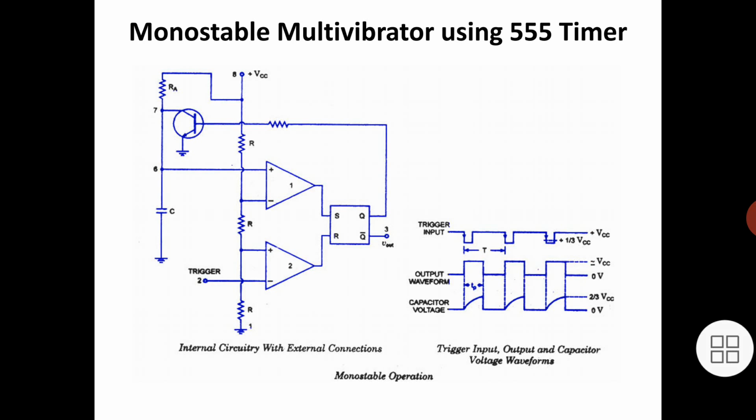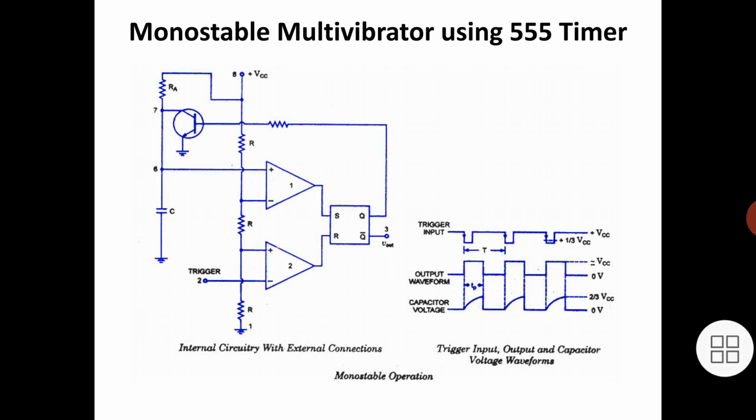After a period of time, the capacitor voltage will equal 2/3 VCC and the upper comparator resets the internal flip-flop. This makes Q bar equal to 1 and the transistor Q1 is on. This in turn discharges the capacitor rapidly to ground potential. As a consequence, the output now returns to the standby state or ground state.